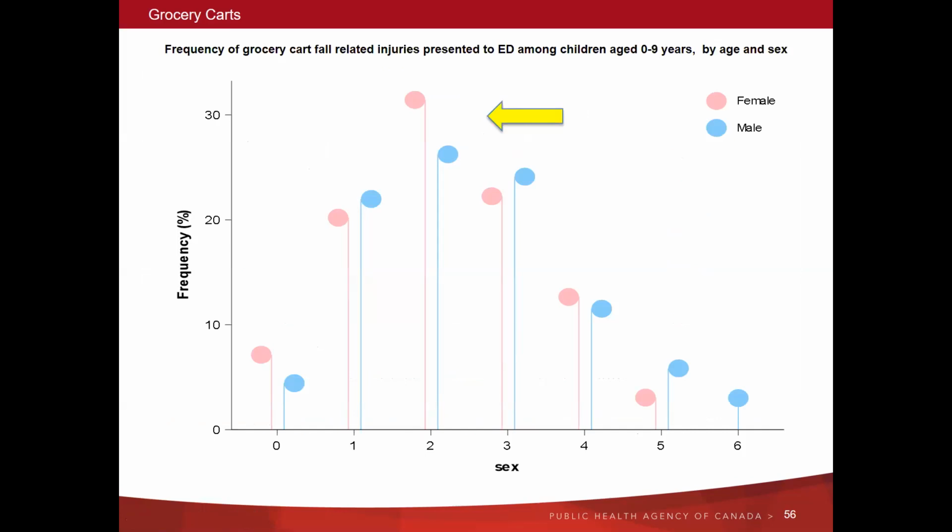In our own data, we can see that the number of grocery cart falls peaks at around age 2. And contrary to the general trends of falls, there is a higher frequency of falls among females in this age group than males, but overall, collectively, the males do have a greater number of grocery falls than females.